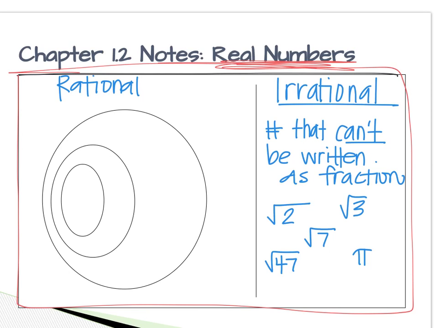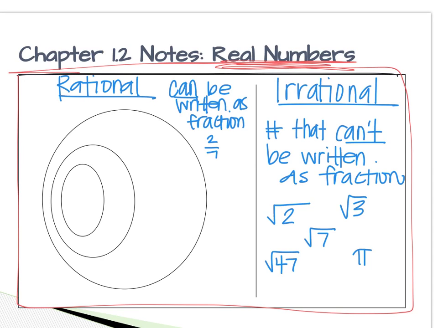Okay, on the left, I've got all these little circles in here. That's because within the rational numbers, there's a bunch of different sets. Rational numbers are any number that can be written as a fraction. So that's going to be like 2 over 7, or the square root of 49, which is what? 7. Or 0.9999 with the 9s repeating, because a repeating decimal can be written as a fraction.